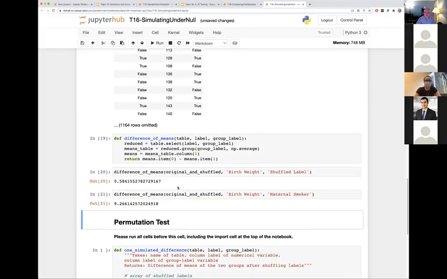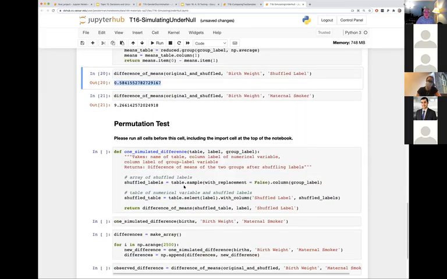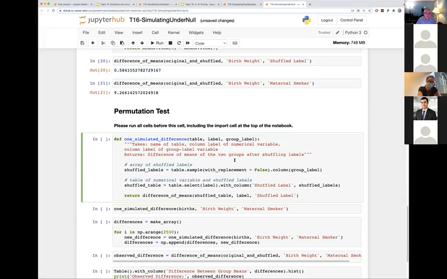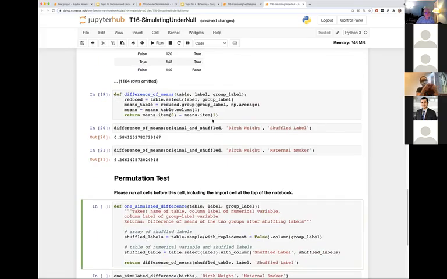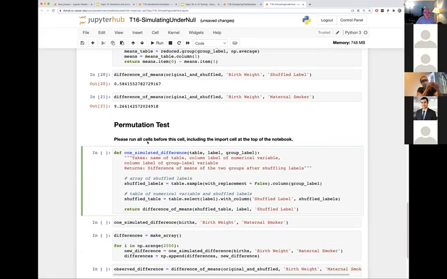But remember, this is just one test. We're not really going to have some confidence until we run this thousands of times. So how do we do that? Again, we're going to take our difference of means, and put this together to do one simulation.